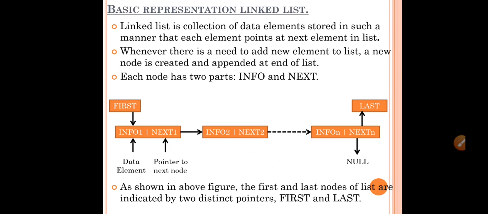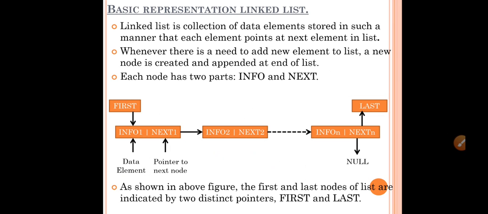Next we see the basic representation of a linked list. A linked list is a collection of data elements stored in such a manner that each element points at the next element in the list. Whenever there is a need to add a new element to the list, a new node is created and appended at the end of the list. So this is the main working of the linked list.